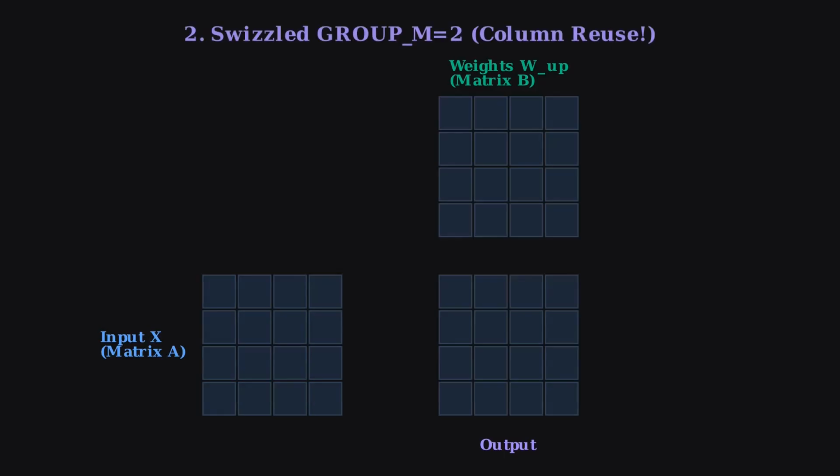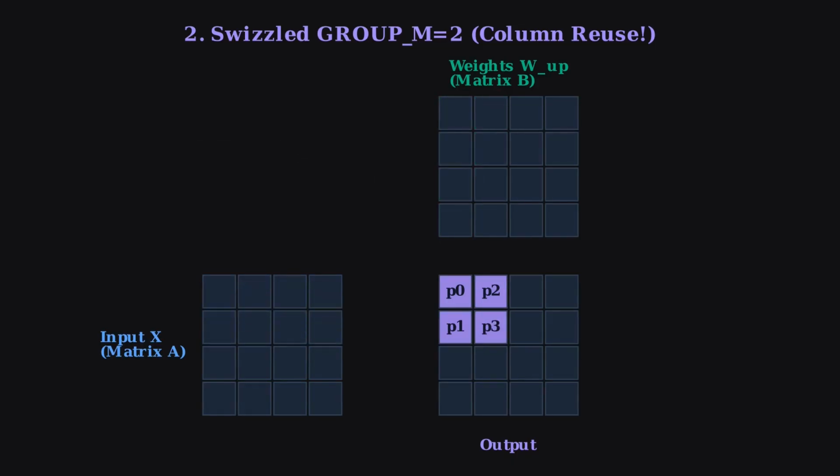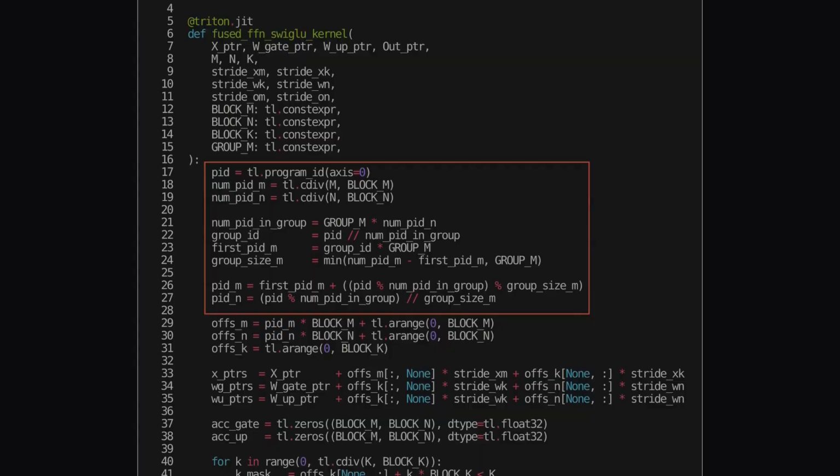Swizzling changes the path. Instead of going in a straight line, we process blocks in groups. Why? Because all programs in that group need the exact same column of weights. The first program loads it from HBM, and the others just grab it instantly from the fast L2 cache.